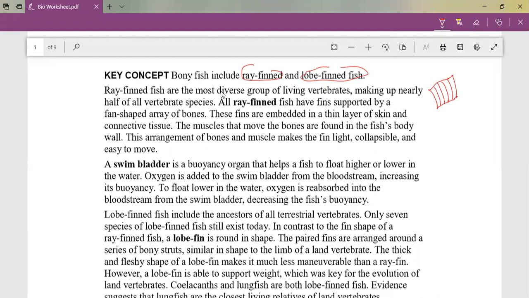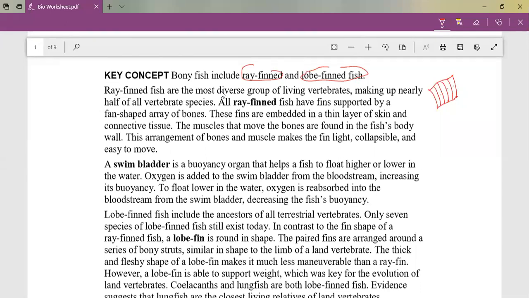Among the qualities they have is that they are light, so they're easily maneuverable. They can change, swap, and move easily. Also, they support the wall. The fins are embedded in a thin layer of skin. These are bones here, and these are thin skin and connective tissue. The muscles that move the bones are found in the fish body wall.